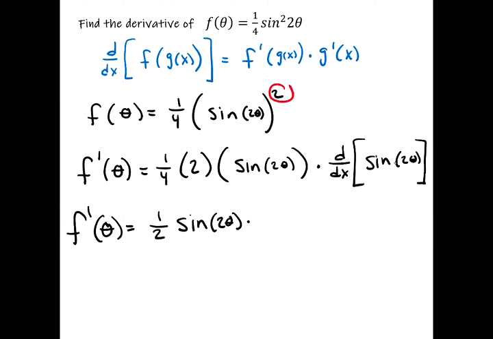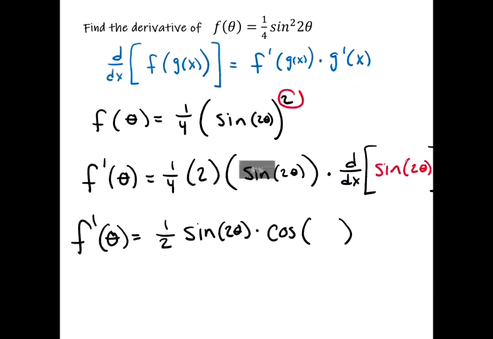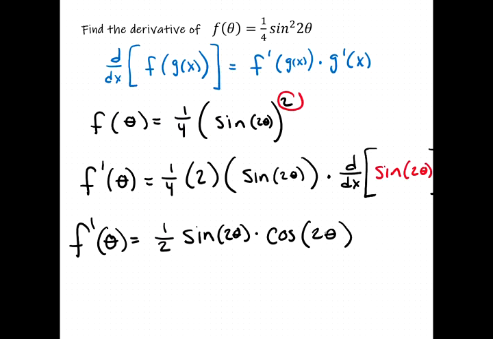So now we want to apply the chain rule here. Derivative of the outer function, the derivative of sine is cosine. Inner function stays the same, so the 2 theta stays 2 theta, times the derivative of the inner function. The derivative of 2 theta is 2.